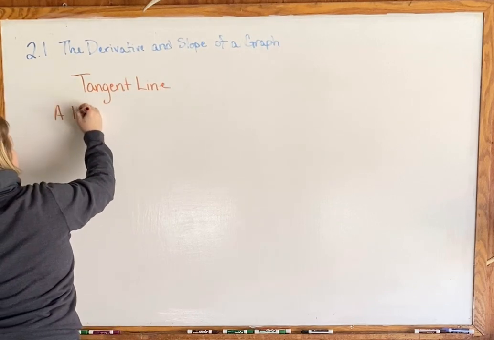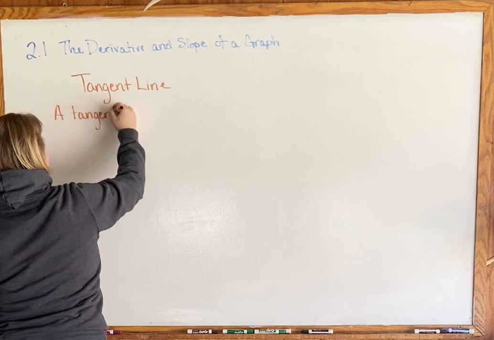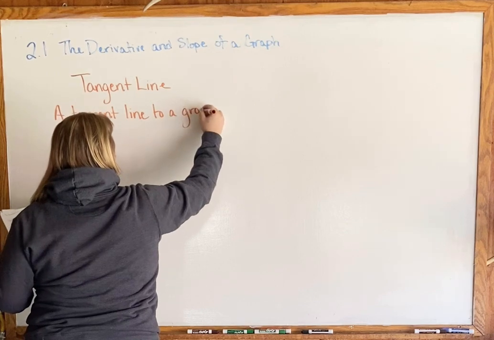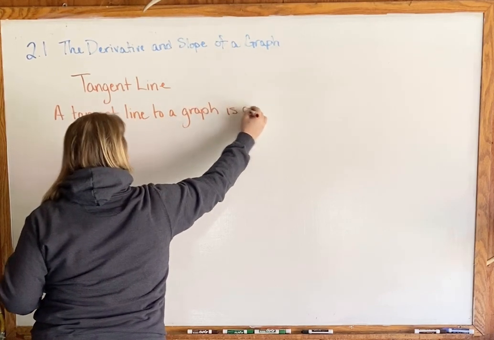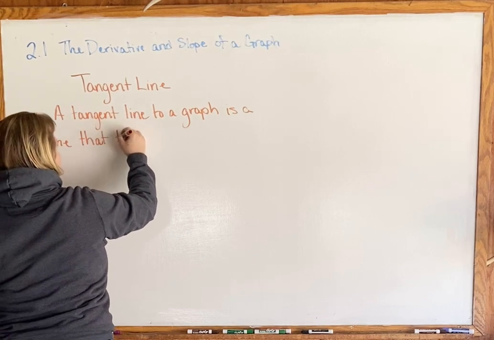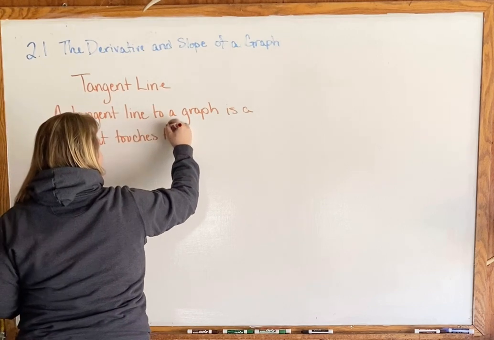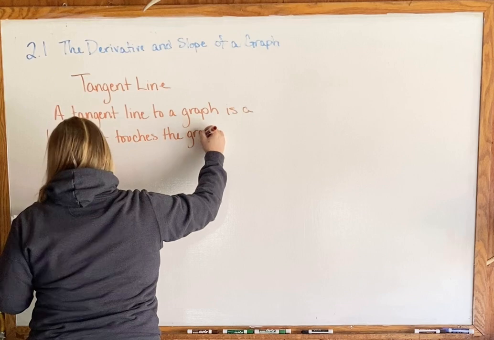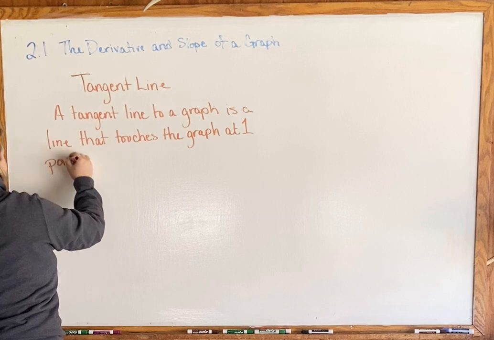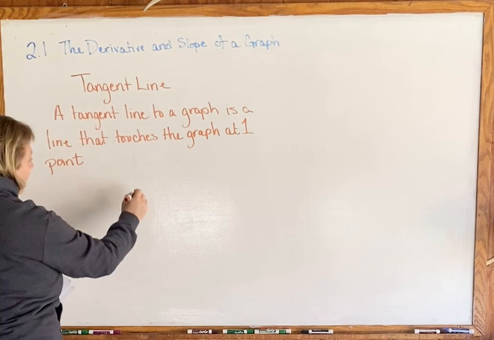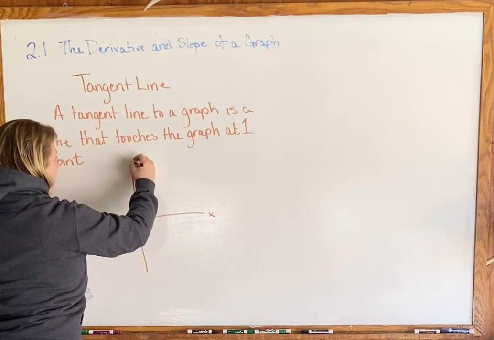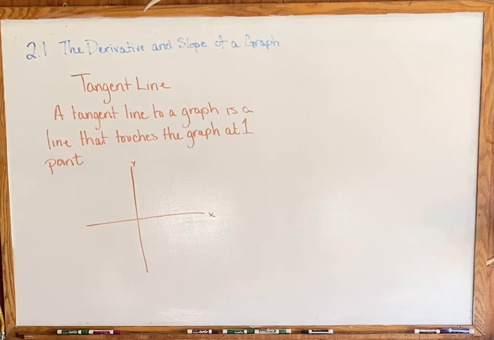A tangent line to a graph is a line that touches the graph at one point. So a tangent line touches the graph at just one point. It's a line that comes in, skims the graph, and kind of bounces off.